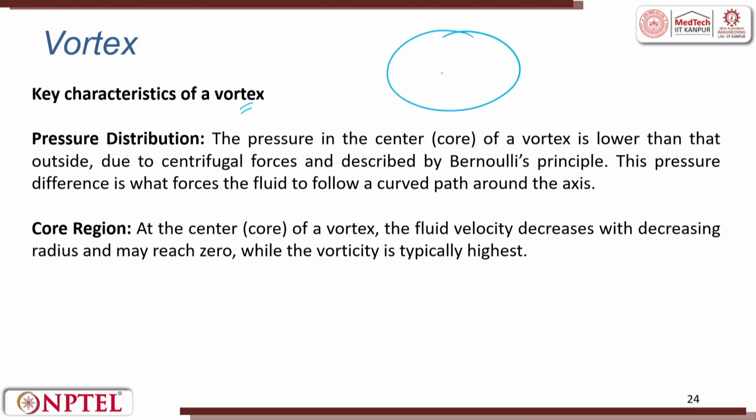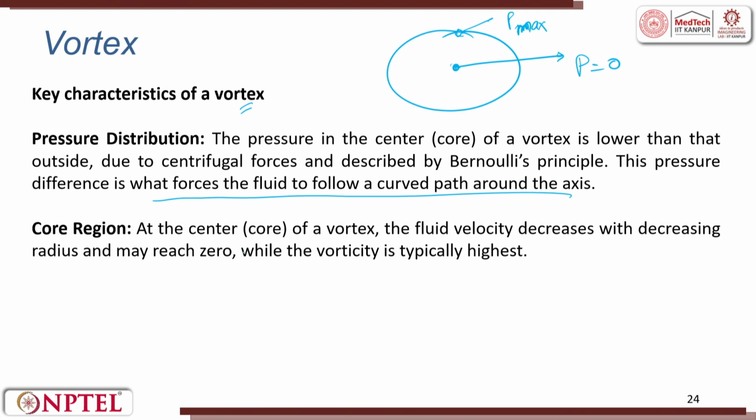So here the pressure, just for discussion sake, will be 0 and here it will be P max relative, right. The pressure in the center of a vortex is relatively lower than the outside due to centrifugal force, described by Bernoulli's principle. This pressure difference is what forces the fluid to flow in a curved path around the axis. So, why is this going around the axis? Because of the pressure difference.